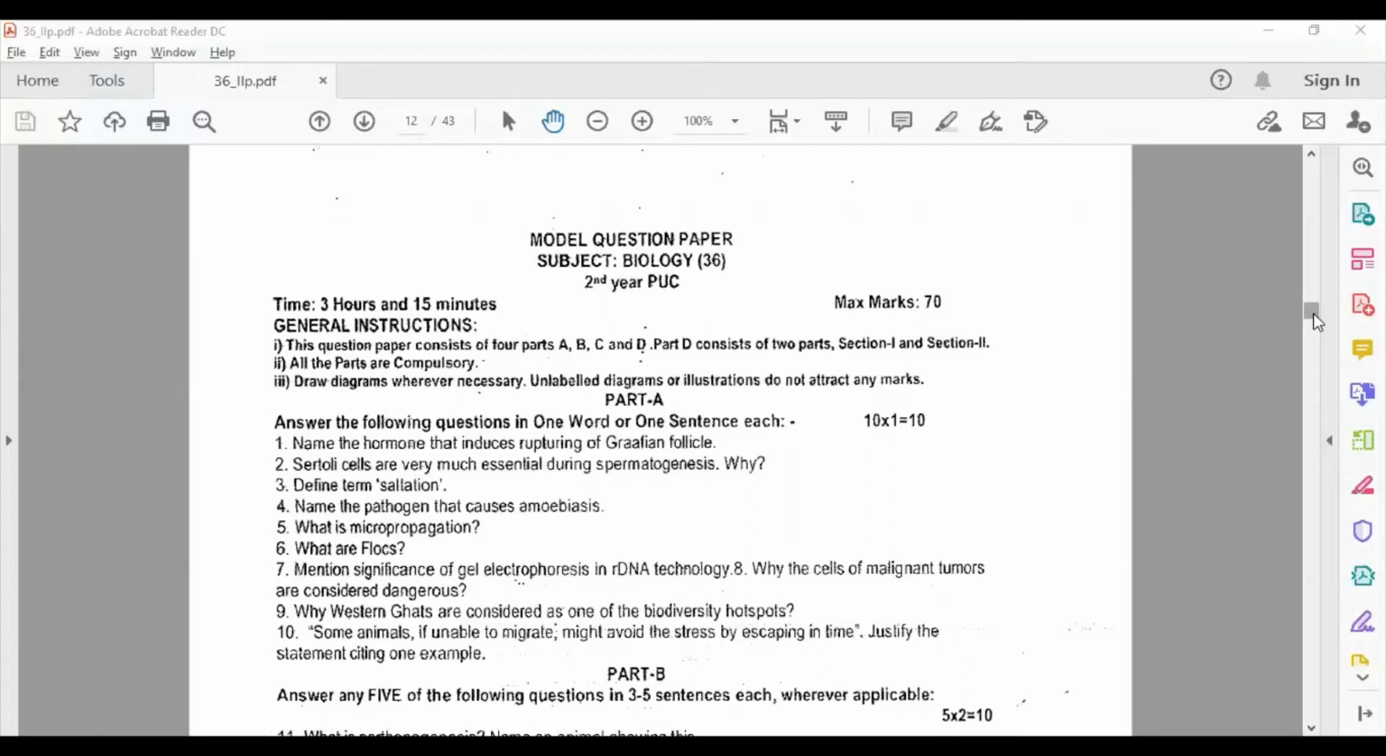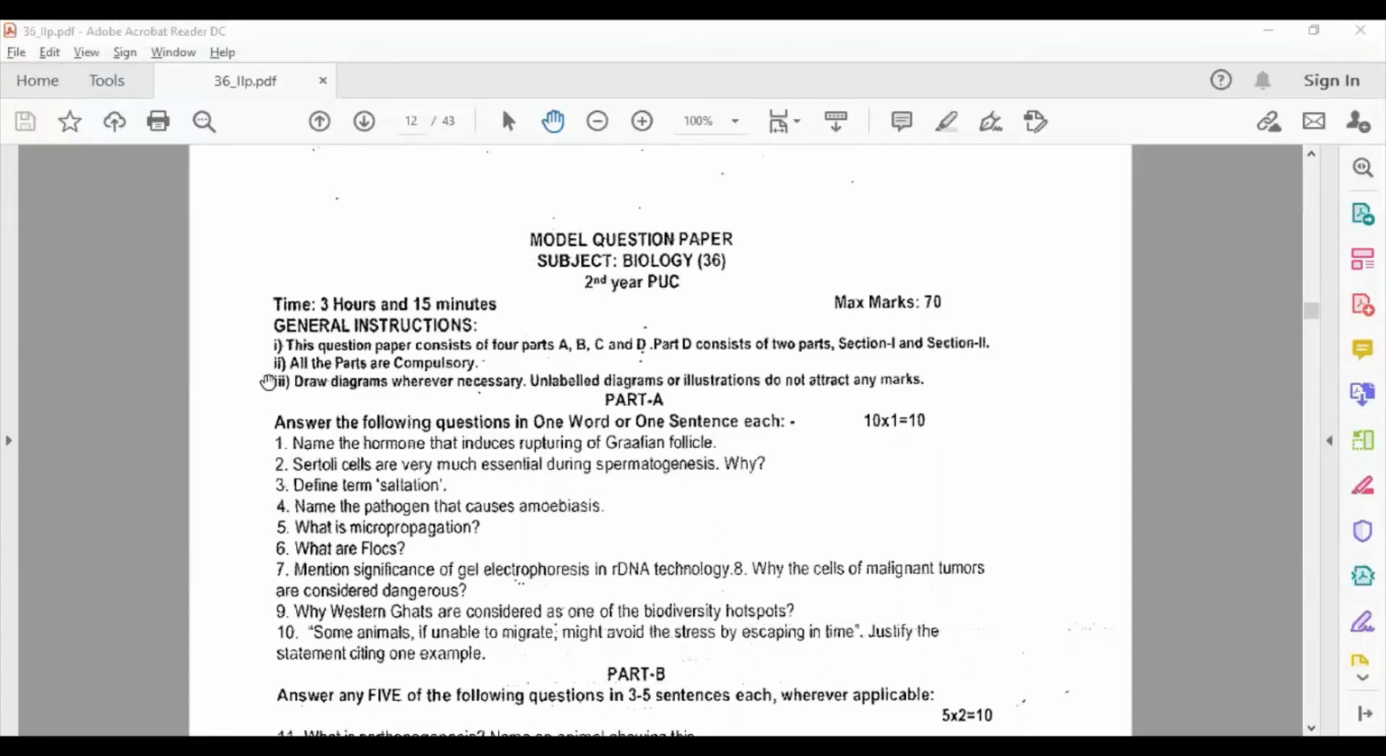As in any question paper, there is a note given as general instruction. The general instruction says this question paper consists of 4 parts. They are talking about the question paper pattern, which has already been discussed in the second video. The 4 parts are A, B, C, and D. In part D, there are 2 sections, section 1 and section 2. All the parts are compulsory. There is no exception, so all the parts you have to attend.